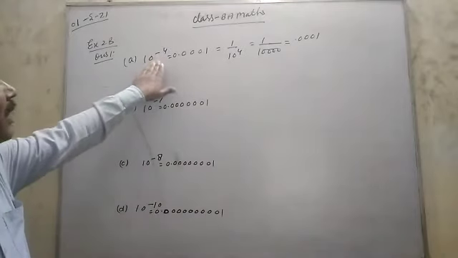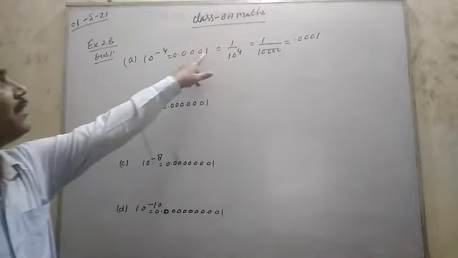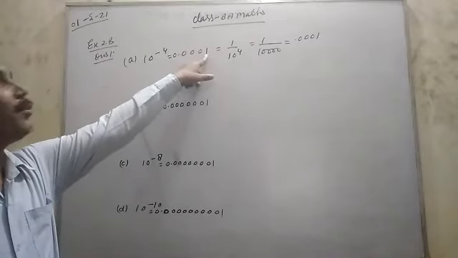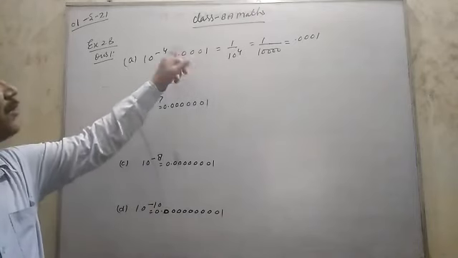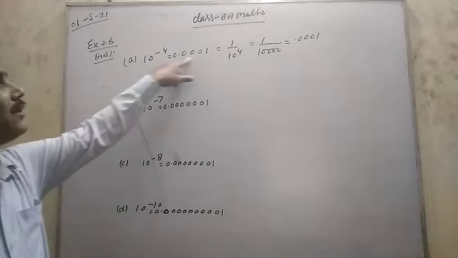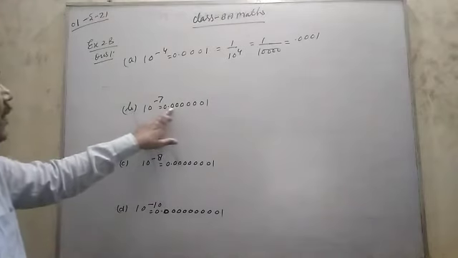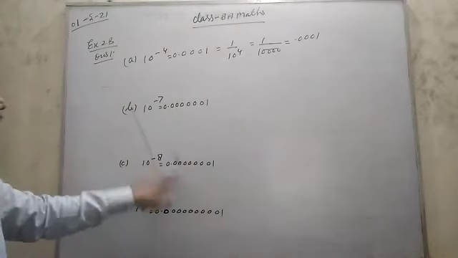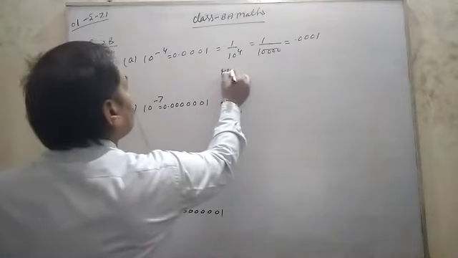Method you understand. Power minus 4. So first you write 1. Then with 1, 4 digits: 1, 2, 3, 4. And in 4 digits only one is 1, and the remaining will be filled by 0. Similarly for the others: 1, remaining by 0. Okay. Then question number 2.